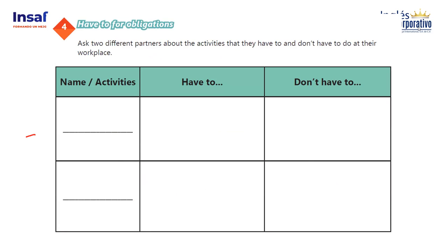Let's see, let us think about your job in this moment. Think about your job. And think about your obligations. Ahora, write down in the chat box one obligation that you have. One obligation that you have. Escríbame la oración completa. I have to, and then continue with the sentence in the chat box. Please.